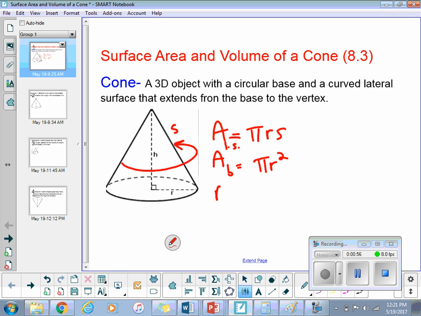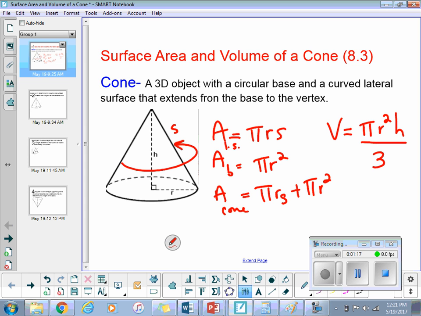But to get the area of the entire cone, the whole cone, you're going to use the equation pi r s plus pi r squared. And the volume, if you're asked to calculate volume, it's going to be pi r squared times the height divided by 3.